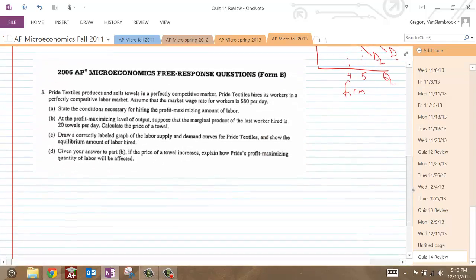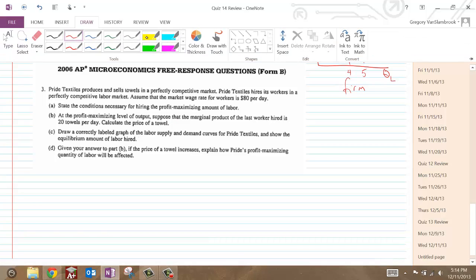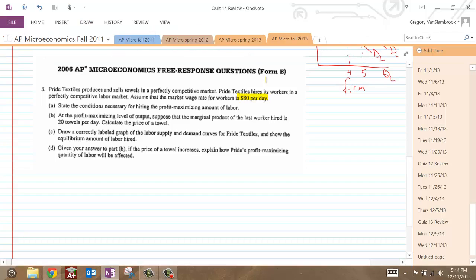Okay, moving on to the free response question, second one on that set that we had in class. Pride Textiles produces and sells towels in a perfectly competitive market. It hires its workers in a perfectly competitive labor market. Assume the market wage rate for workers is $80 per day. First part of the question says, state the conditions necessary for hiring the profit maximizing amount of labor.